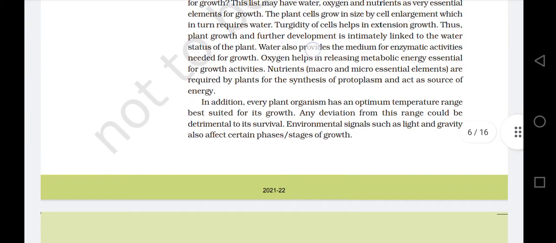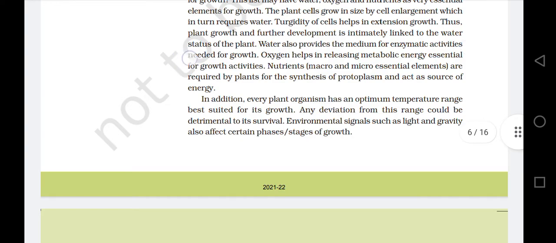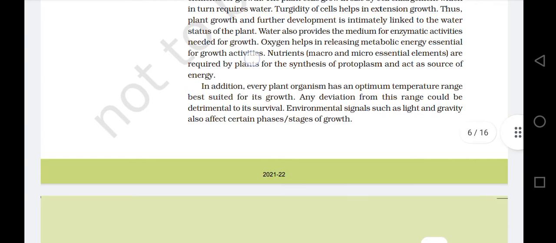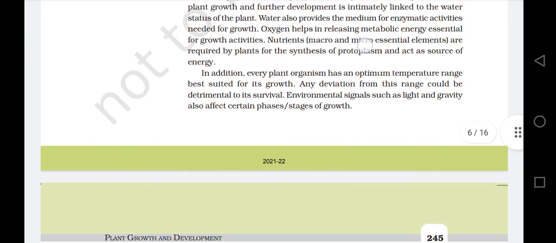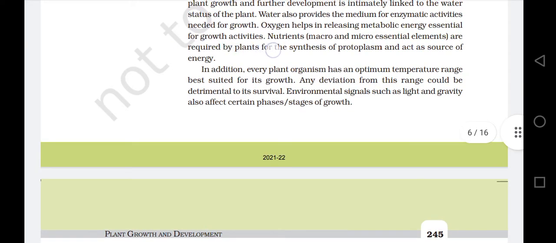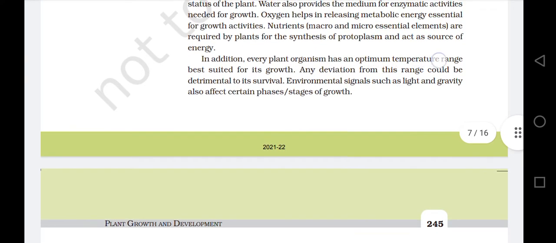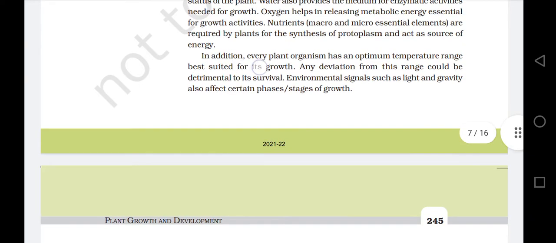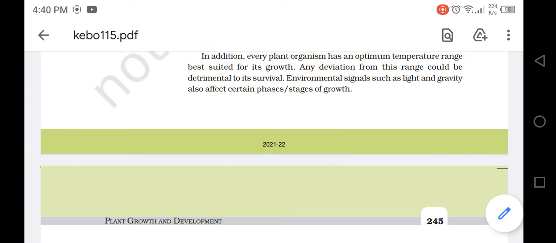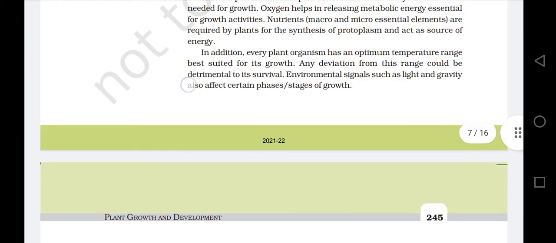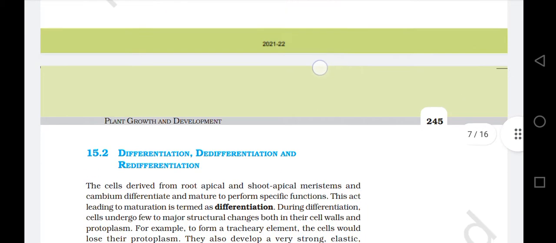Water also provides the medium for enzymatic activities needed for growth. Oxygen helps in releasing metabolic energy essential for growth activities. Nutrients, macro and micro essential elements, are required by plants for the synthesis of protoplasm and act as a source of energy. In addition, every plant organism has an optimum temperature range best suited for its growth. Any deviation from this range could be detrimental to its survival. Environmental signals such as light and gravity also affect certain phases and stages of growth.